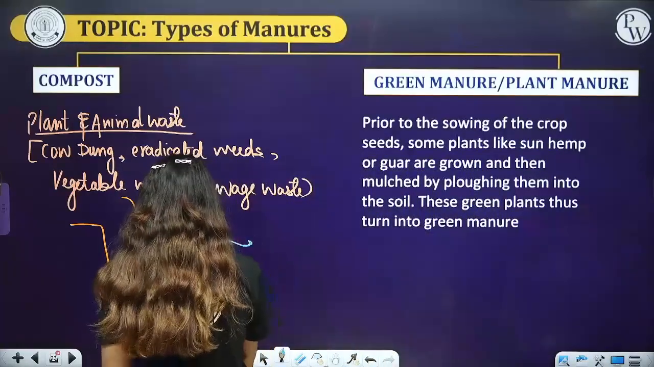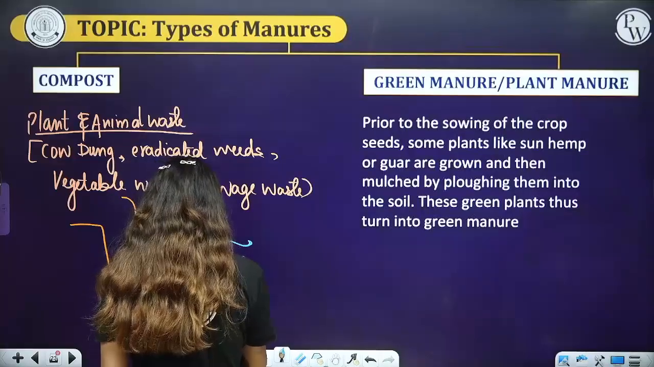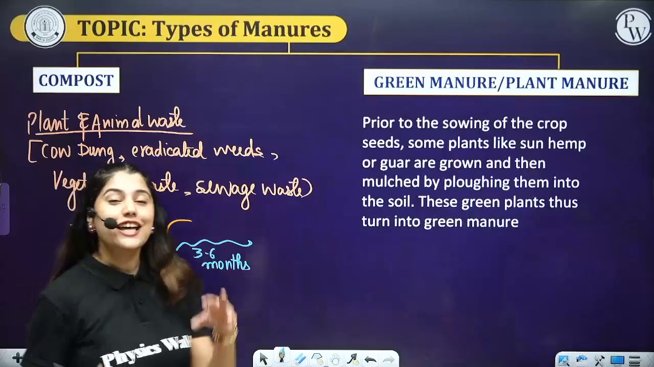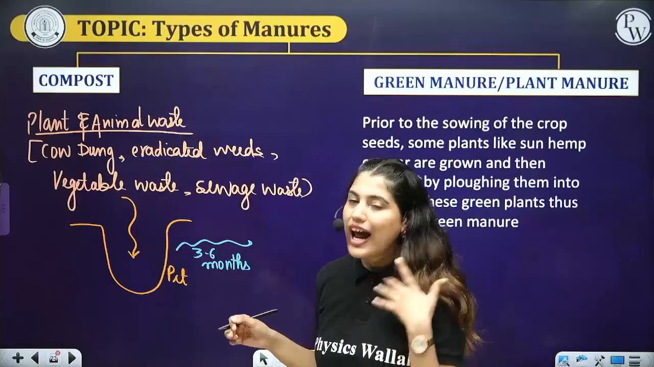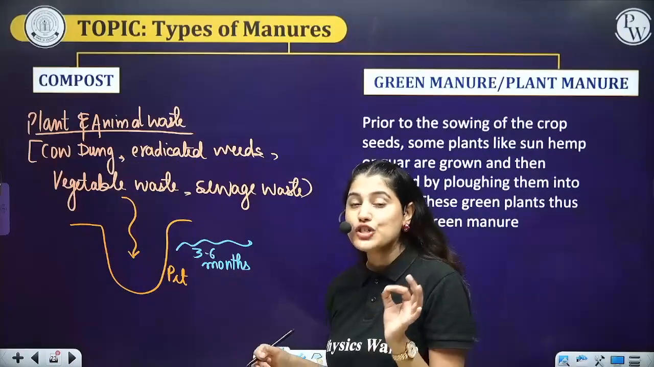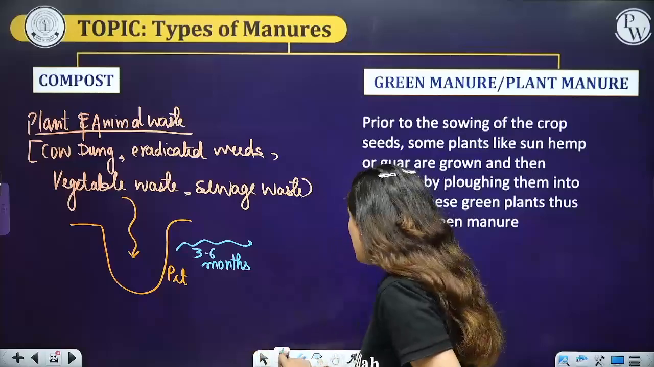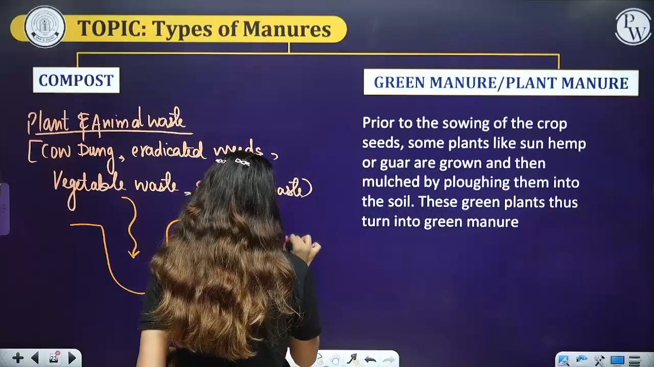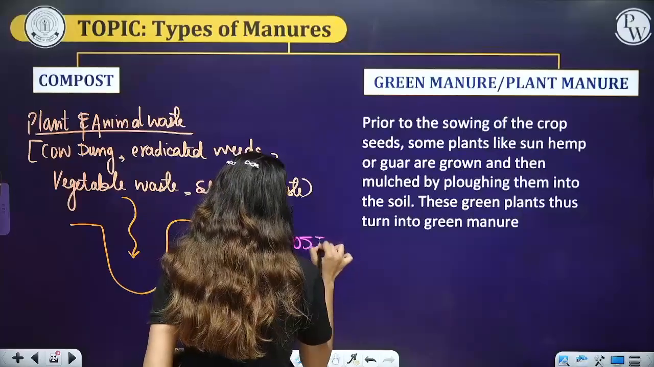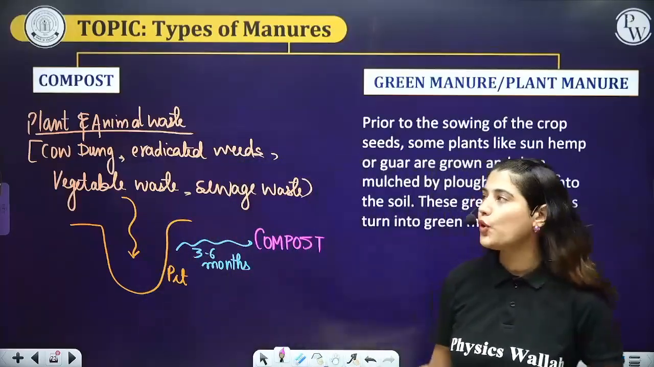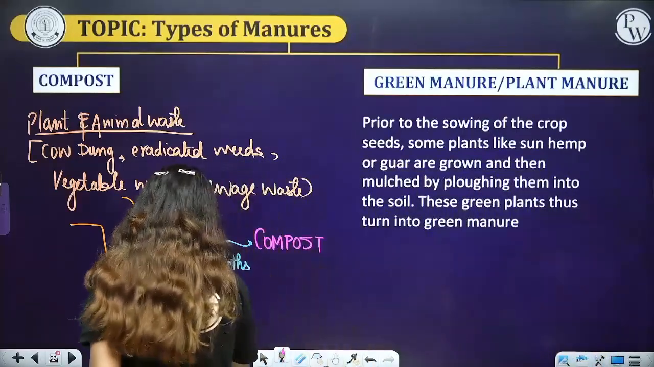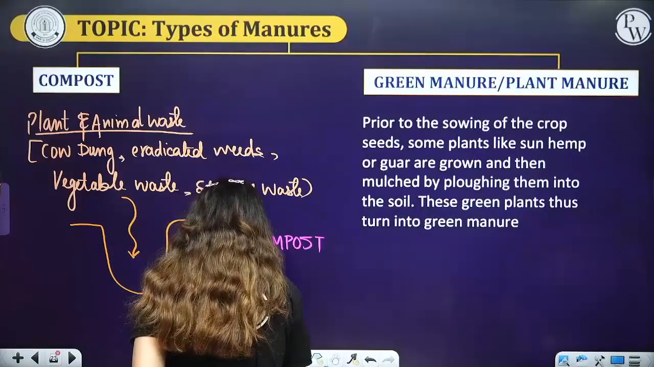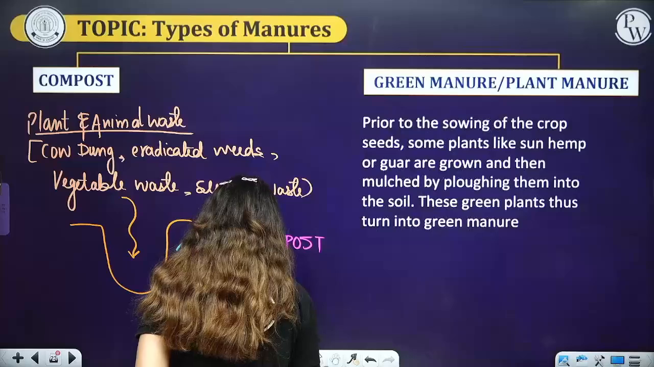After 3 to 6 months, what happens? Yes, there will be formation of manure, and the type of manure formed via this method I am going to call compost. This process of formation of compost is called composting.